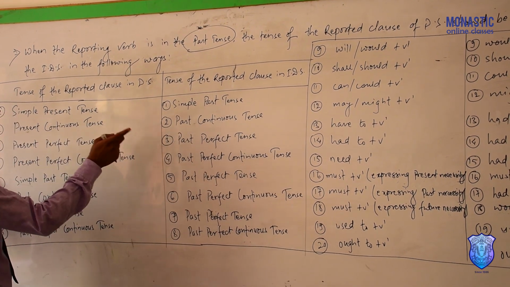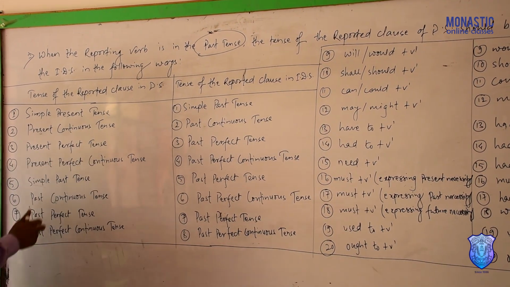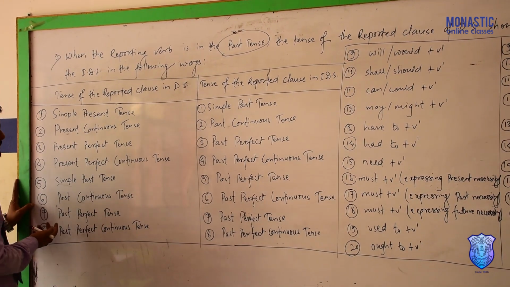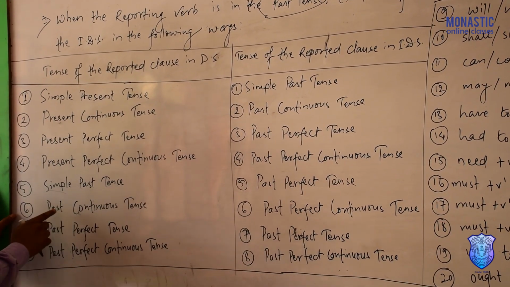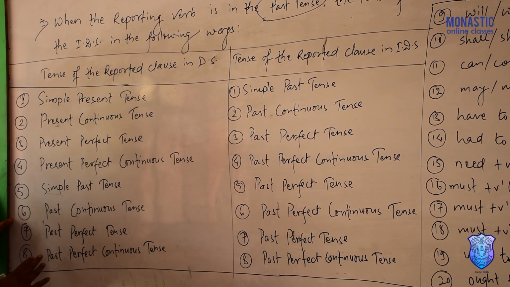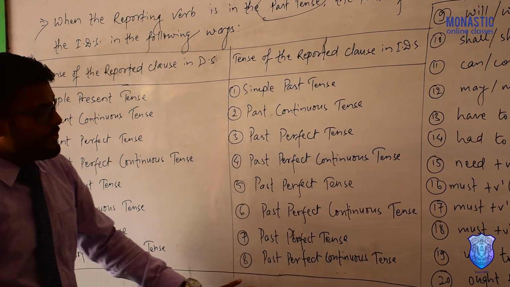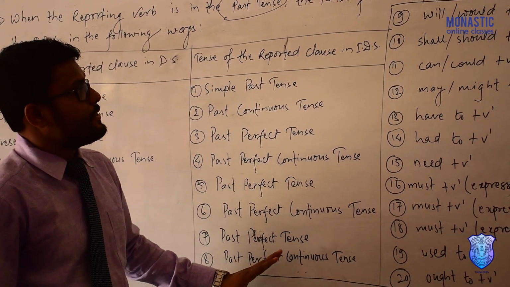Simple present into simple past, present continuous into past continuous, present perfect into past perfect, and present perfect continuous into past perfect continuous tense. Simple past into past perfect, past continuous into past perfect continuous. Past perfect into past perfect as it is, and past perfect continuous into past perfect continuous tense. So both remain as they are.